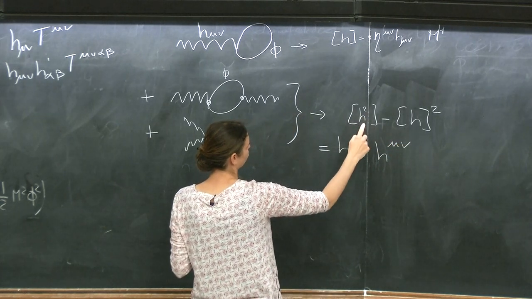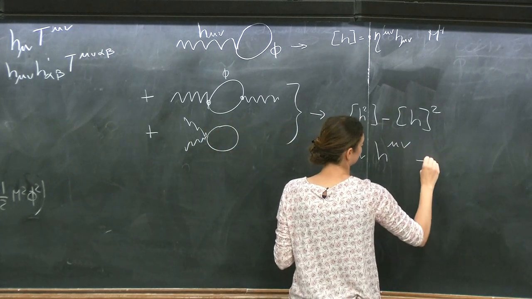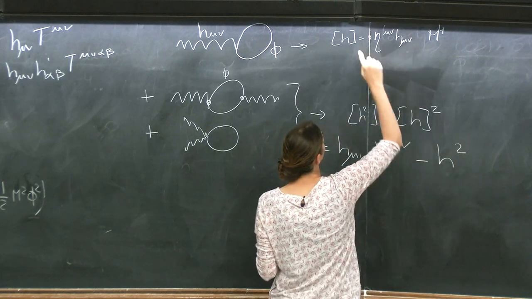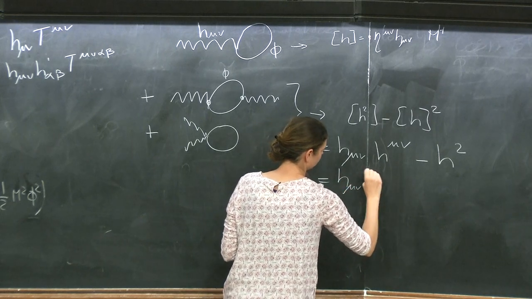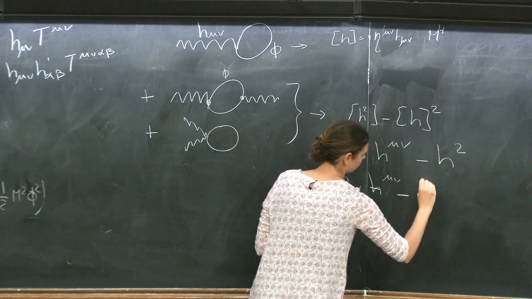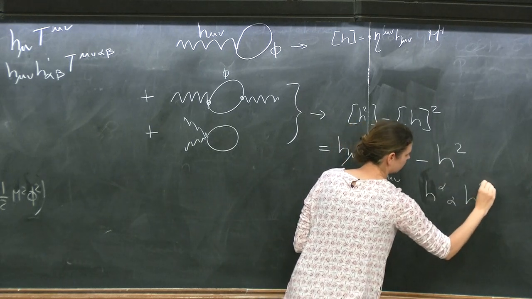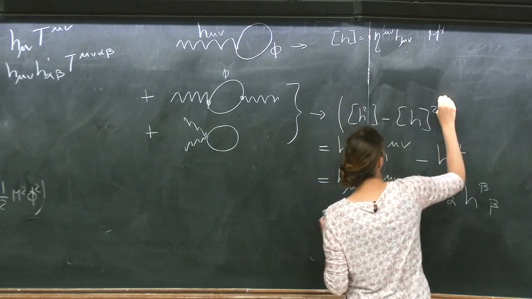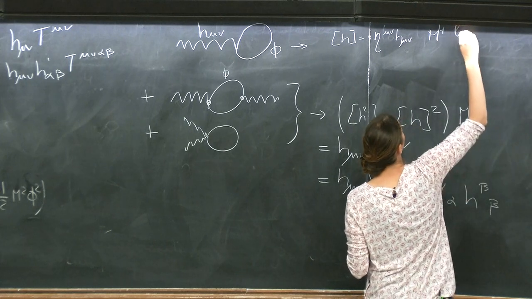This is a trace of the square of that tensor. And then this is the trace h squared. The trace of h is what we wrote here. So it's h mu nu minus h alpha alpha h beta beta. You see that this would contribute something running. So there would be a log running.